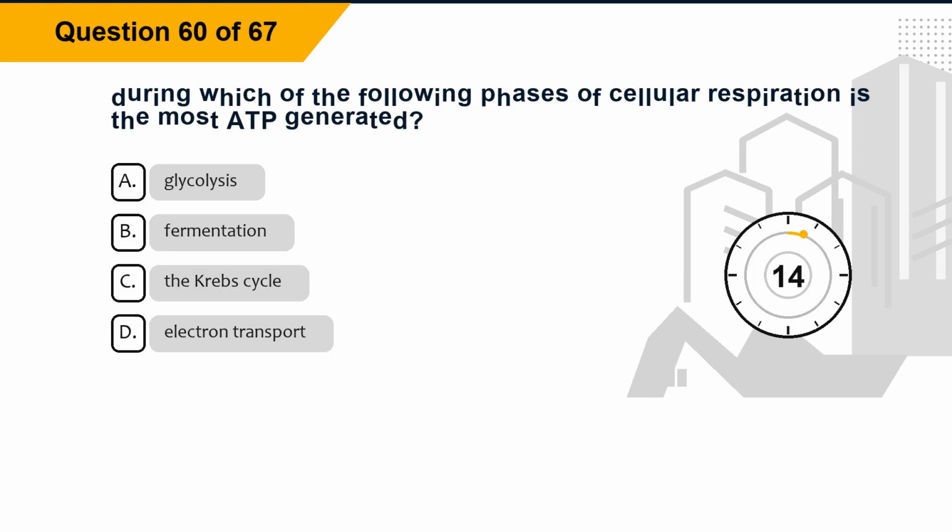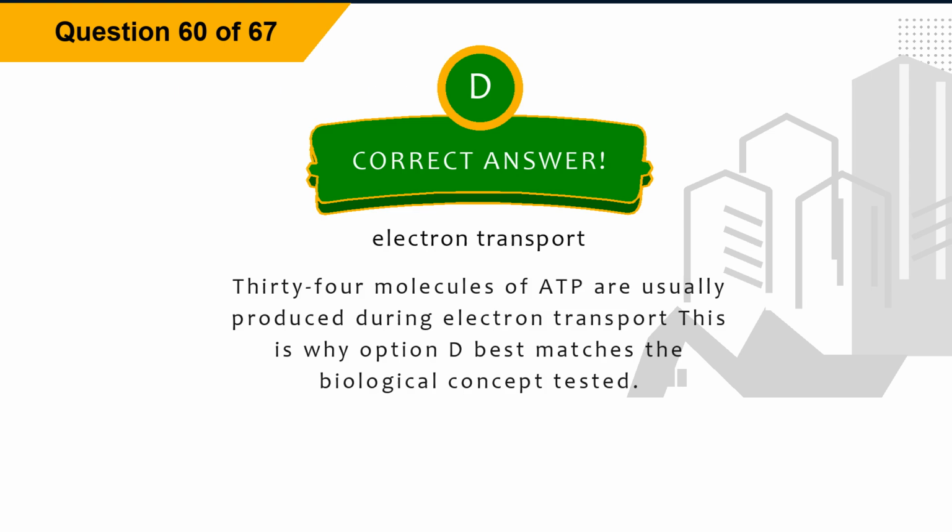Question 60. During which of the following phases of cellular respiration is the most ATP generated? Option A, glycolysis. Option B, fermentation. Option C, the Krebs cycle. Option D, electron transport. The correct answer is option D, electron transport. Explanation: 34 molecules of ATP are usually produced during electron transport. This is why option D best matches the biological concept tested.